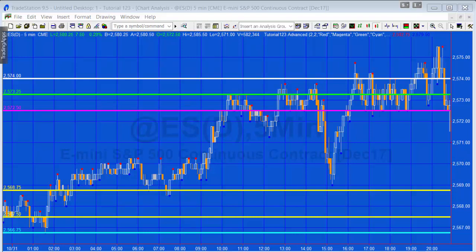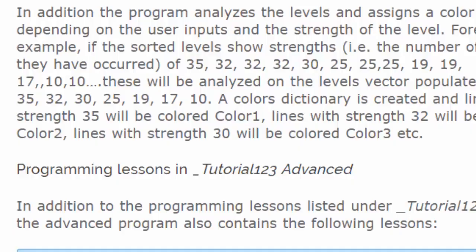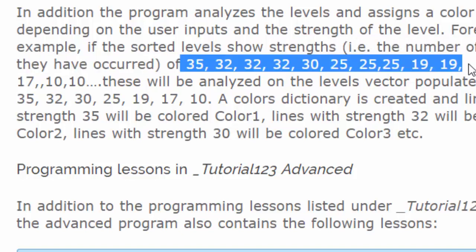The other thing that I've done is added some color coding, which is slightly tricky to explain, but I'll just have a go. What this does, and I explained it at the website, is if you get a number of sorted levels that have various strengths, for example 35, 32, 32, 32, 30, 25, 25, etc. So we've got a price level that's occurred 35 times, another price level that's occurred 32 times, another price level that's occurred 32 times. So we get this information after the sort using the recursive quicksort method within a function.